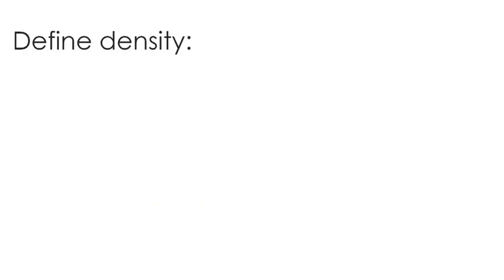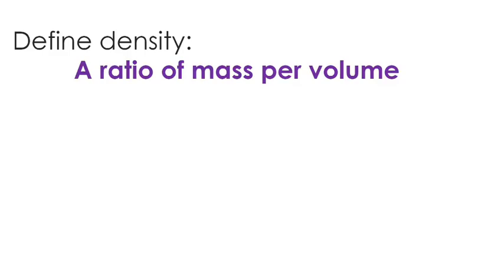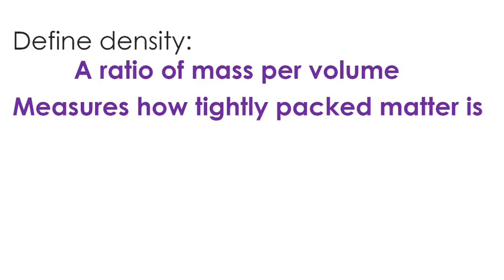So, what is density? A very technical definition is that it is a ratio of mass per volume. A little bit better, everyday definition is that density measures how tightly packed our matter is. So it compares that mass, how much matter we have, with the volume, how much space it takes up, to get this ratio of mass to volume.